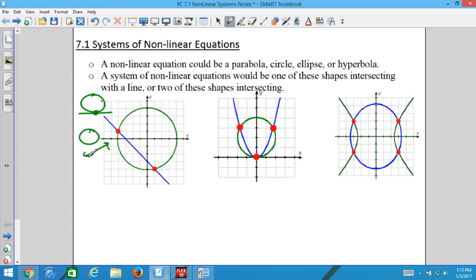Here we've got a parabola in a circle. They could cross 3 times. They could cross no times. They could cross 1 time. They could cross 2 times. Could they cross 4? You have 4. Could.